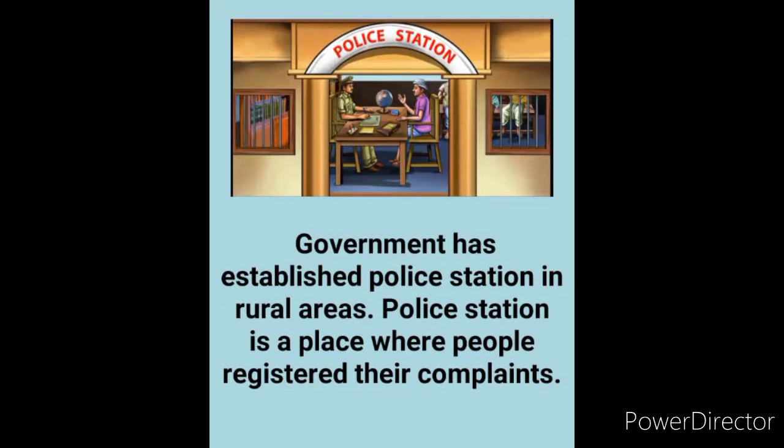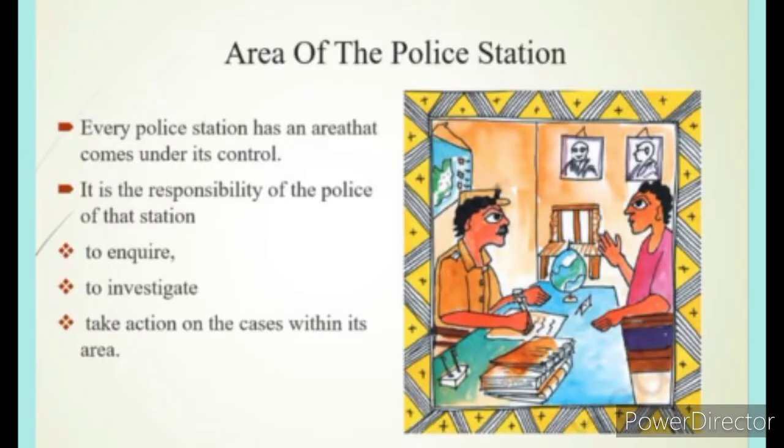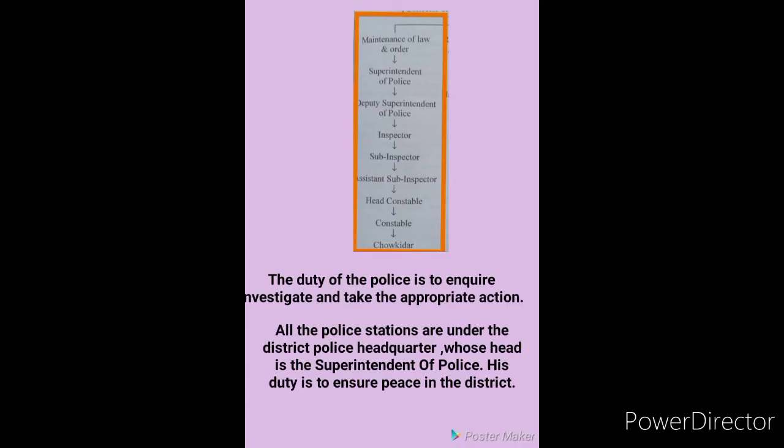To maintain law and order in the rural areas, the government has established the police station. Police station is a place where people register their complaints. Every police station has a particular area that comes under its control. All persons in that area can report cases or inform police about cases such as accident, fight, injury or illegal occurrence, etc. The duty of the police is to inquire, investigate and take the appropriate action.